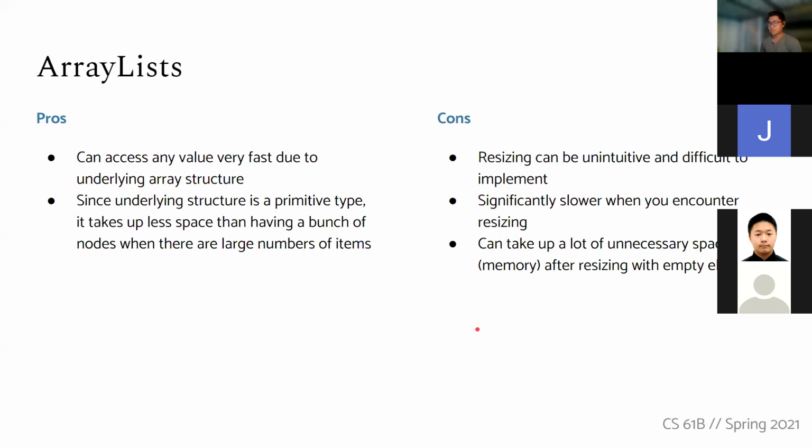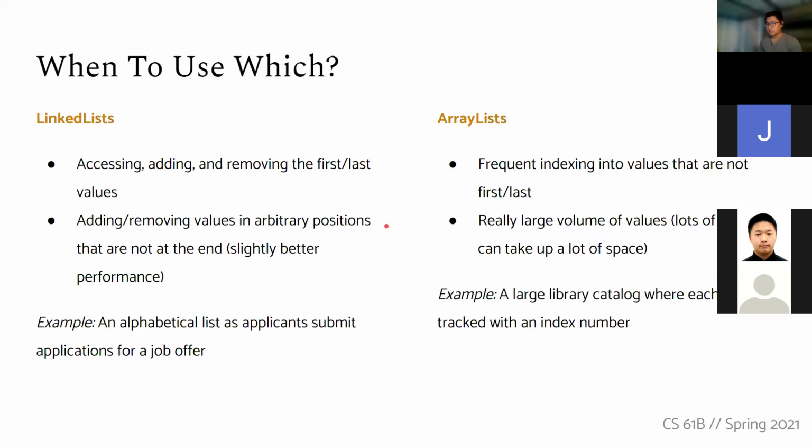Array list pros and cons are sort of literally just a flip of linked list. Array list indexing is very fast because indexing into an array is just fast. And it also takes up less space because we don't have node classes. Cons: resizing is a pain in the butt. It can be significantly slower because you have to resize for specific calls. Cool. Any questions thus far? No? Okay, cool.